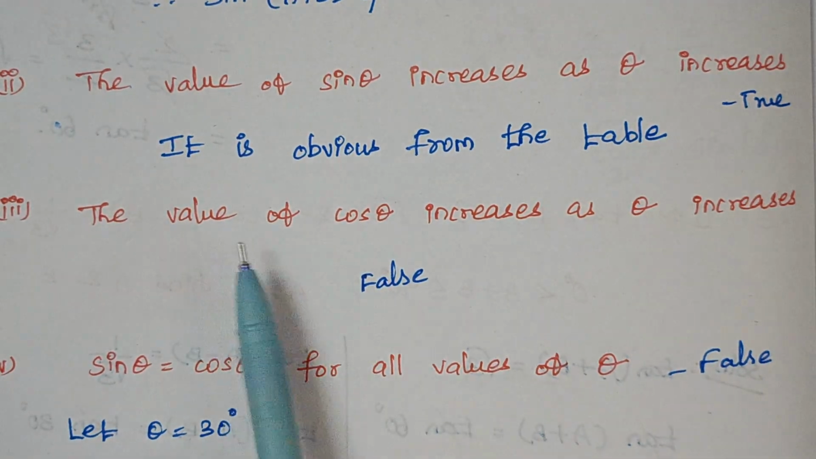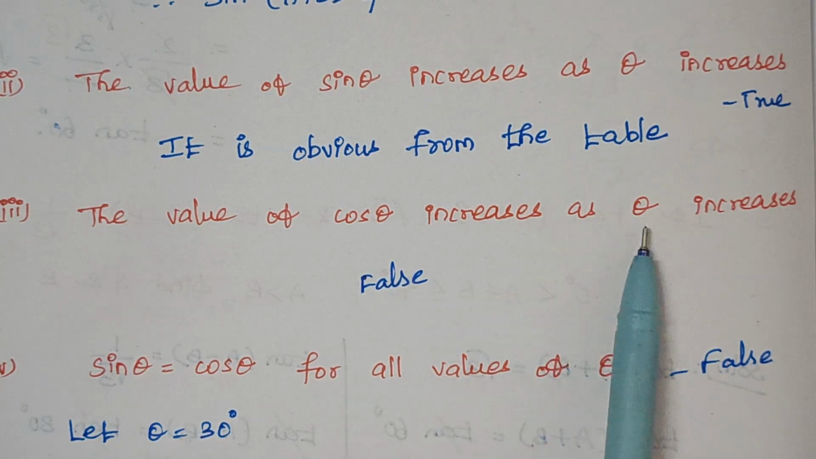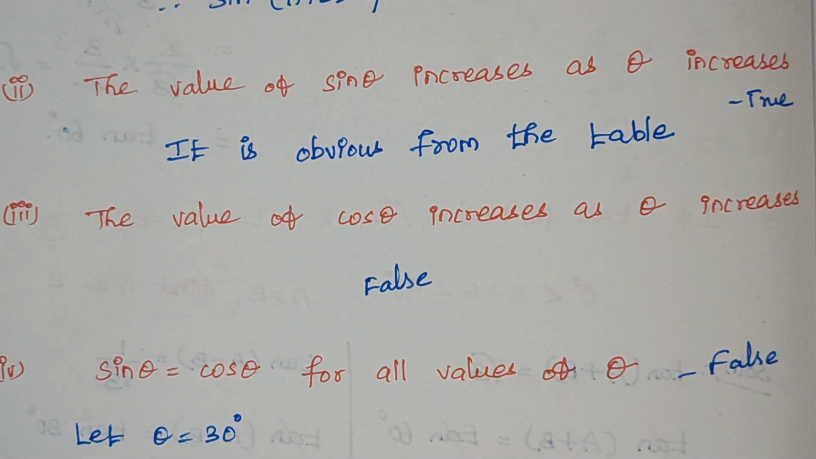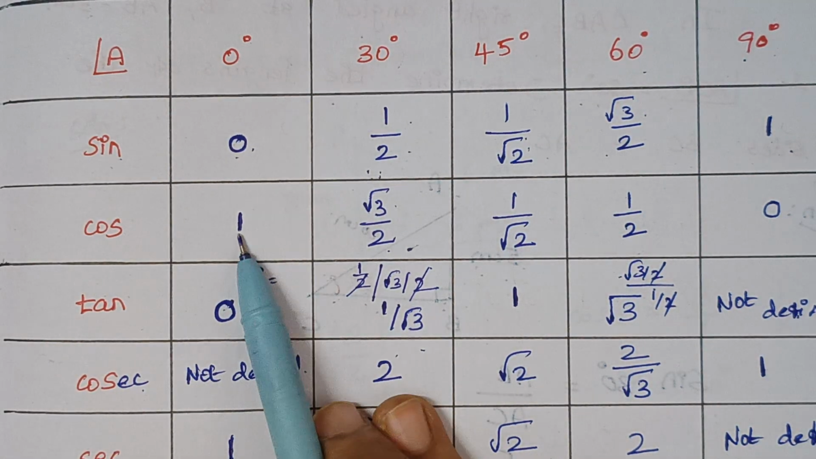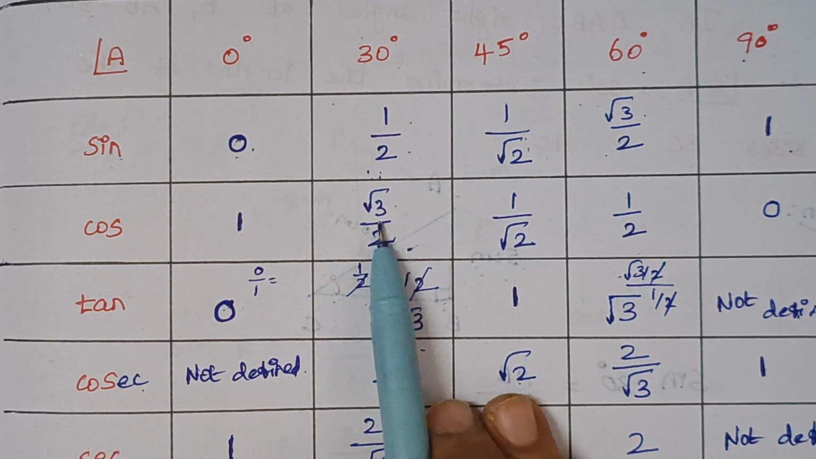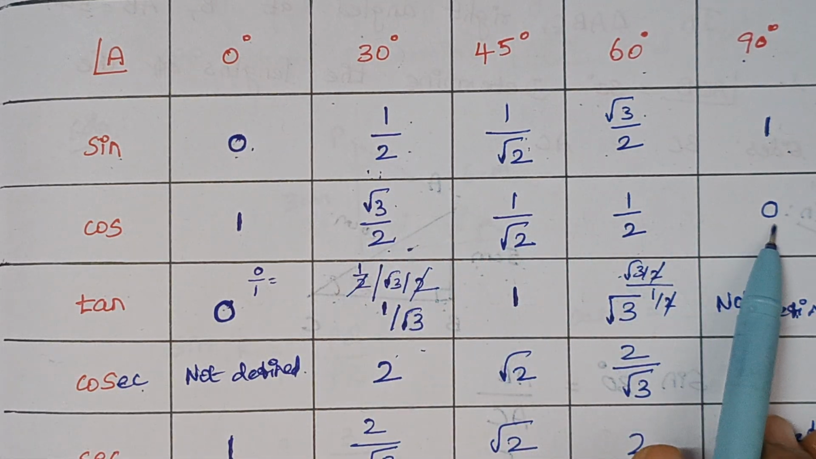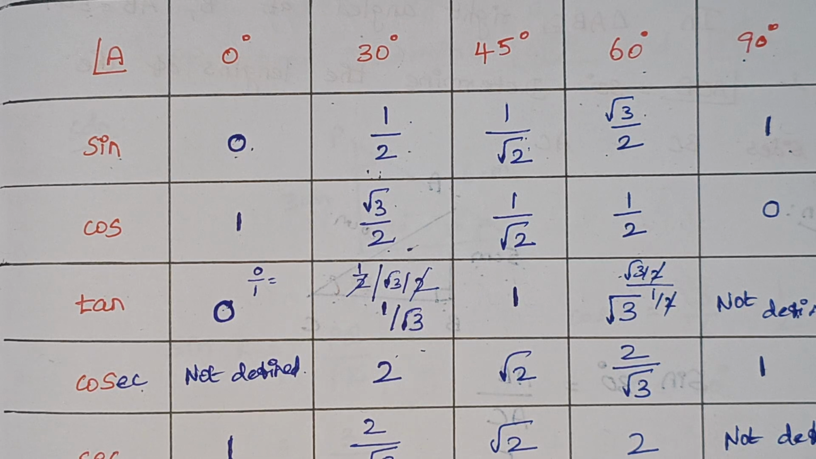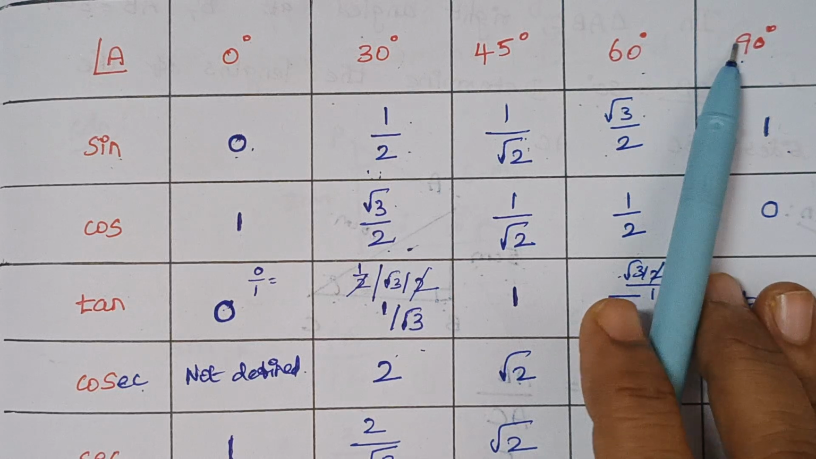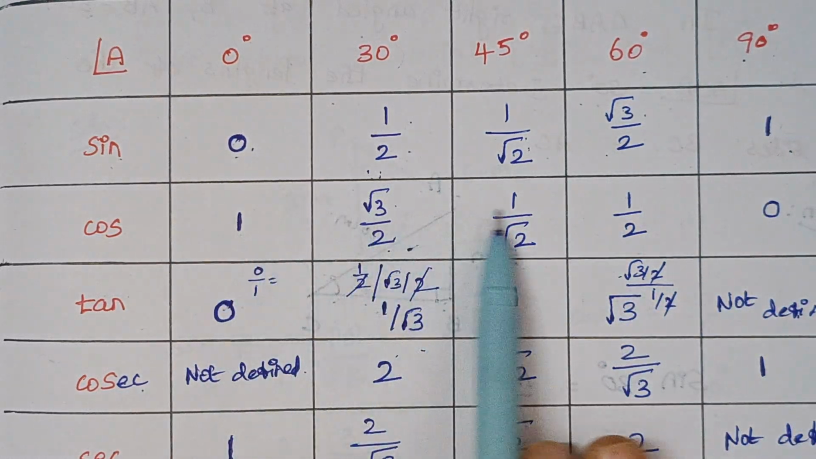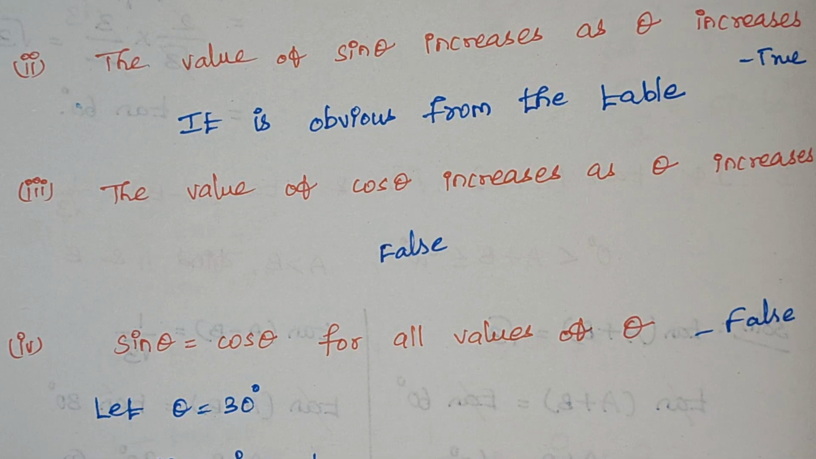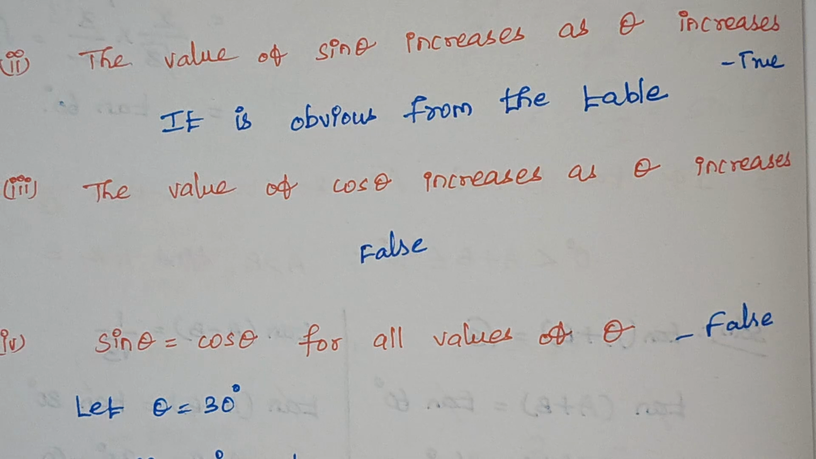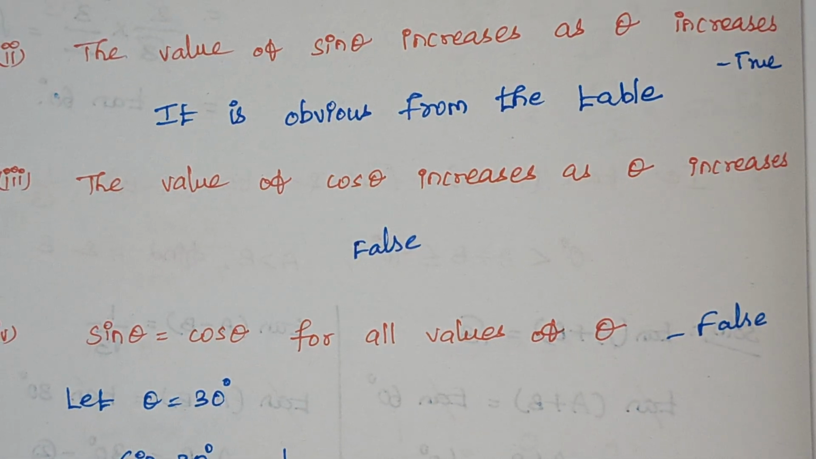Now the next thing is, the value of cos theta increases as theta increases. So now let's check this. Look at cos theta. Here it is 1. Here it is root 3 by 2 and it goes on and reaches the value 0. So now can you tell whether the value increases or decreases? That is, the value of the angle increases but the value of the respective terms decreases, right? So it is false, because the value decreases, not increases.